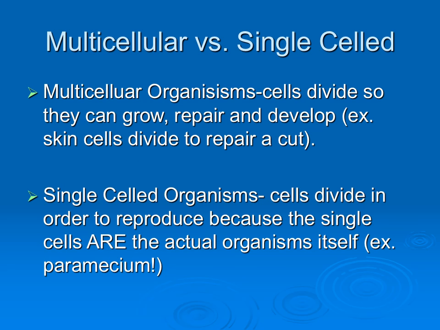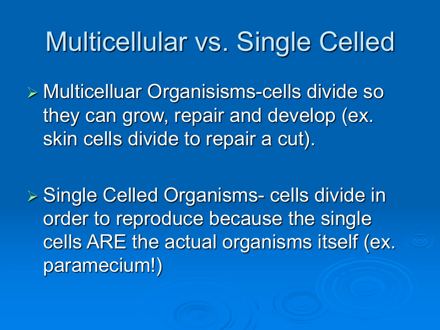So a little overview of multicellular versus single-celled organisms. In multicellular organisms, the cells divide so they can grow, repair, and develop. Examples are skin cells. They divide to repair a cut. Whenever you get a cut on your skin, the reason that your skin heals is because your cells are dividing to repair it. They're multiplying.